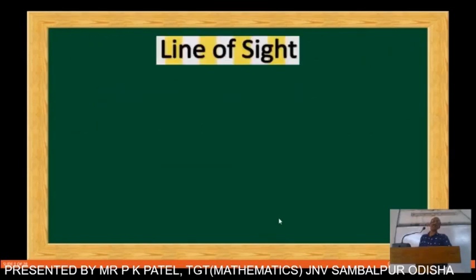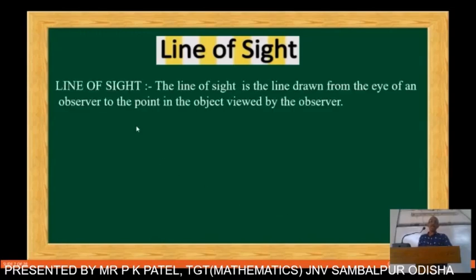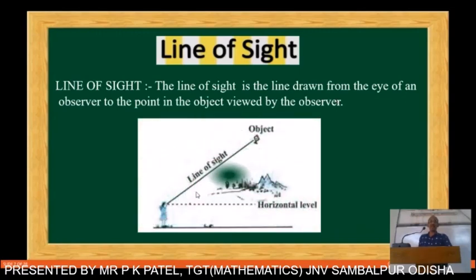Now another term, line of sight. What is line of sight? The line of sight is the line drawn from the eye of an observer to the point on the object viewed by the observer. Here in the figure, the same person is observing the kite, and the line of sight is the line joining the eye of the observer to the object. This line is known as the line of sight, and this is your horizontal line.